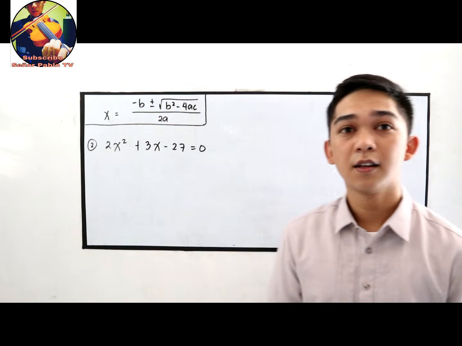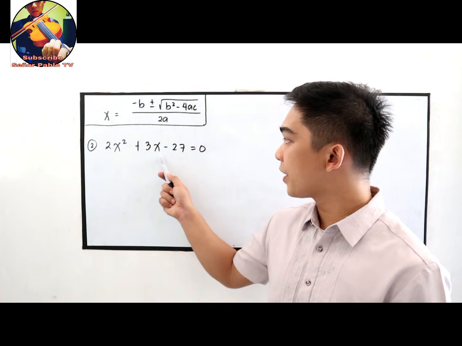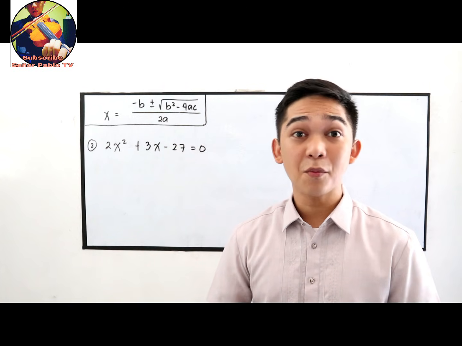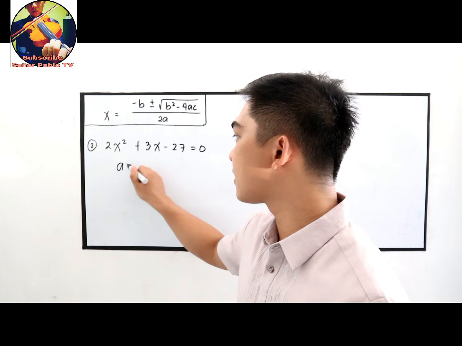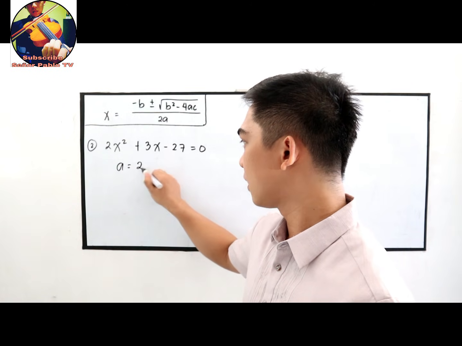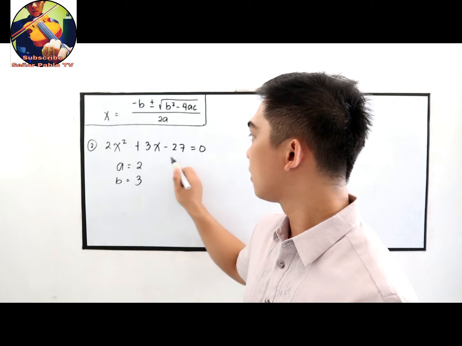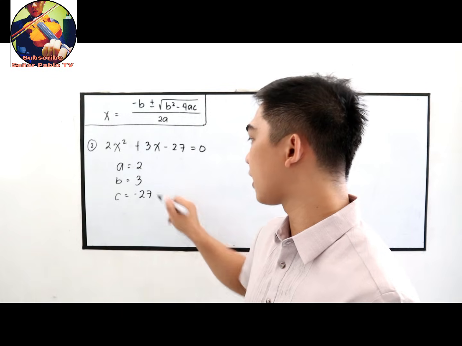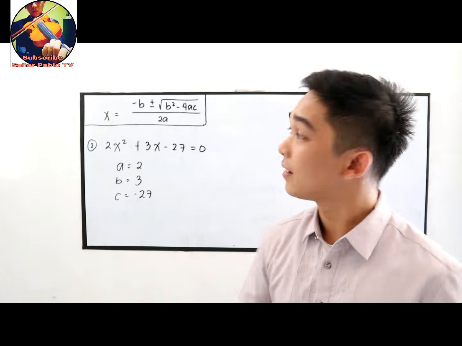Another example tayo. Our second example. 2x squared plus 3x minus 27 is equal to 0. So, identify muna natin si A, B, and C. Our A is 2, B, 3, and C, negative 27. Yan.